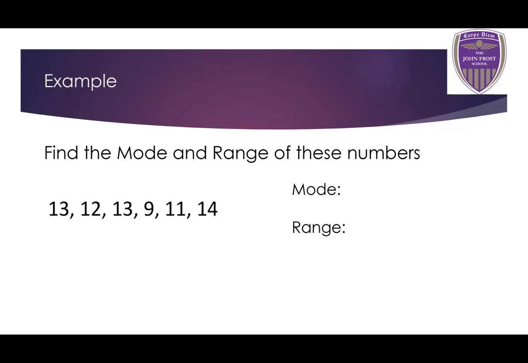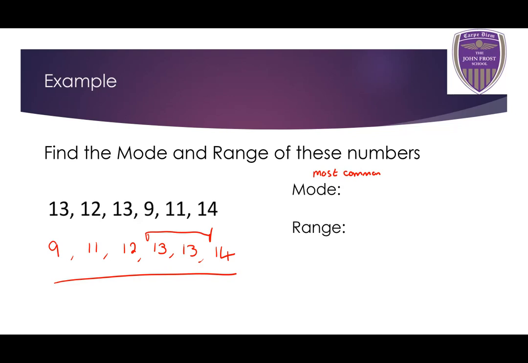So, if you're given a question, how to find the mode and range of these numbers. First things first, a good habit to get into is to write these numbers in order from smallest to biggest. So if we do that, we've got 9, then we have 11, 12, 13, 13 again, and 14. So now it's nice and easy to see the mode, which is the most common number, remember? So what number appears the most here in this list? Well, it's number 13 because it appears twice. So the mode of these numbers is simply 13.